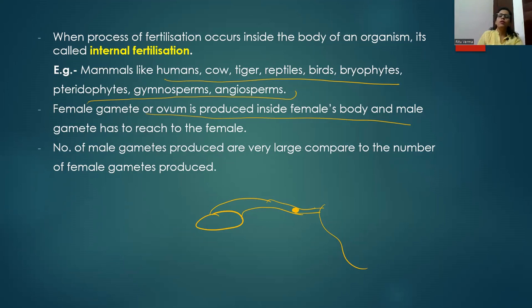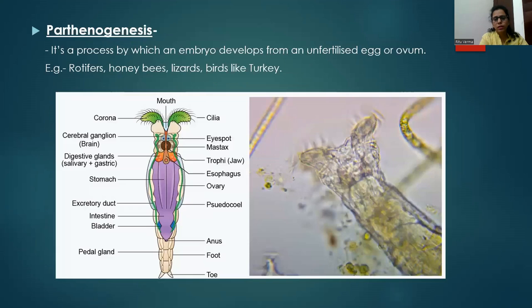But in both higher animals and higher plants, male gametes are produced in very large amounts compared to the female gametes, because male gametes have to travel and reach the female gametes. During this process, most of the male gametes die or are lost. So more male gametes are produced compared to female gametes in internal fertilization.